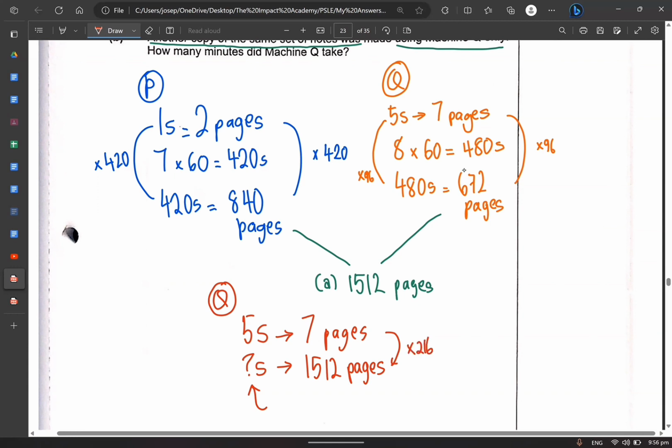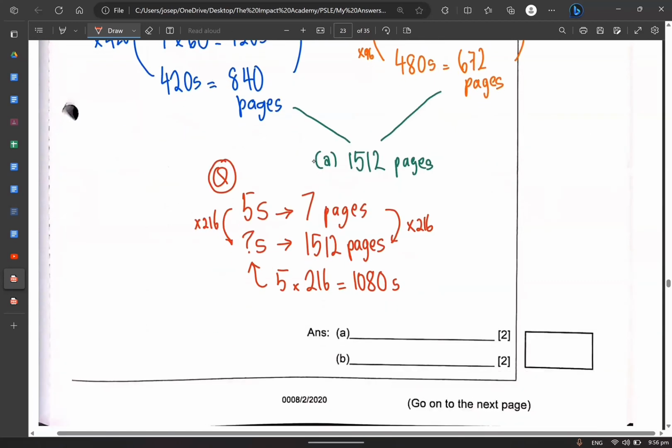Over here it is times 216. Okay, so when I do something to my right, I must do the same to my left. So I times 216 as well. So 5 times 216, I will get an answer of 1080 seconds. Now, the question is asking us for how many minutes, so we just have to find 1080 divided by 60. When I do that, I'll get an answer of 18 minutes, and therefore machine Q will need 18 minutes to print the same set of notes.